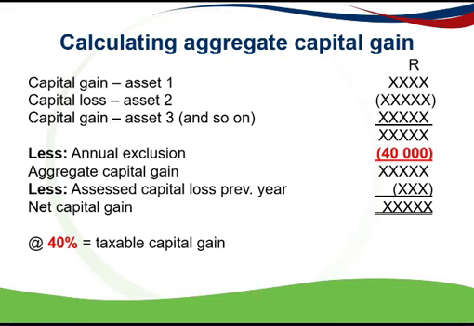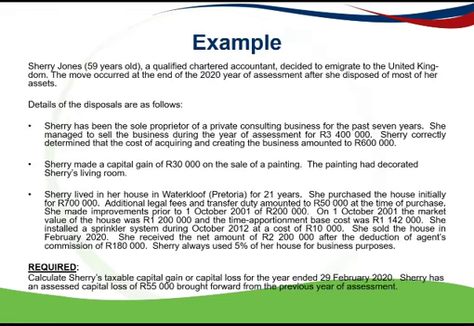So let's have a look at where we are for now. We've discussed how we calculate the capital gain for each asset. We've had a look at adding them together, and the exclusions that could be available. After you've done that, you'll have to minus the annual exclusion of 40,000 rand. See if there was any assessed loss brought forward from a previous year. That'll give you the net capital gain. Multiply that by 40% and it is included in your taxable income.